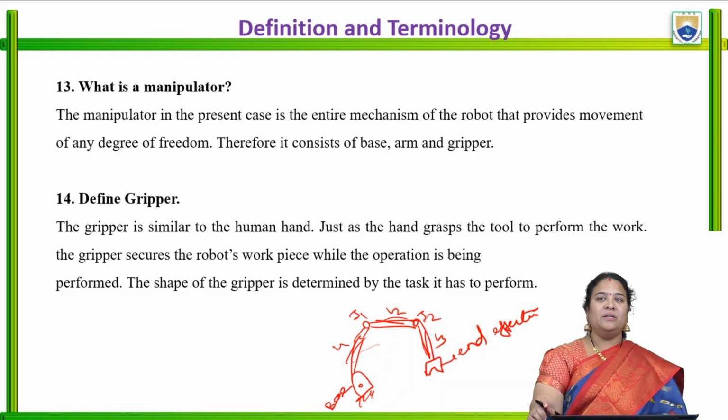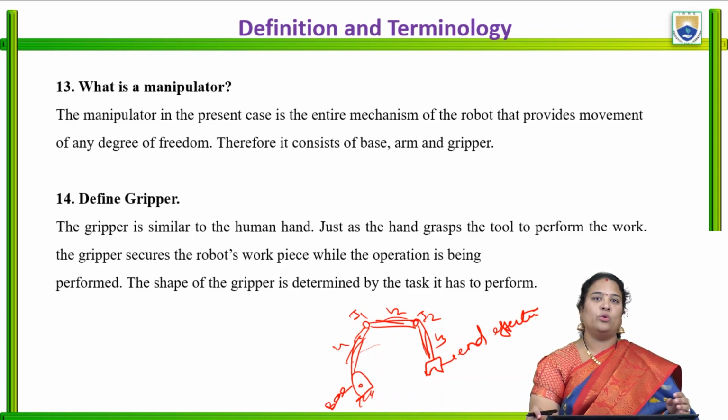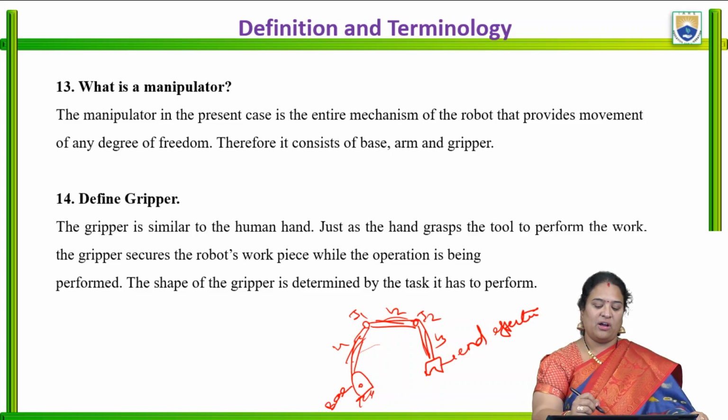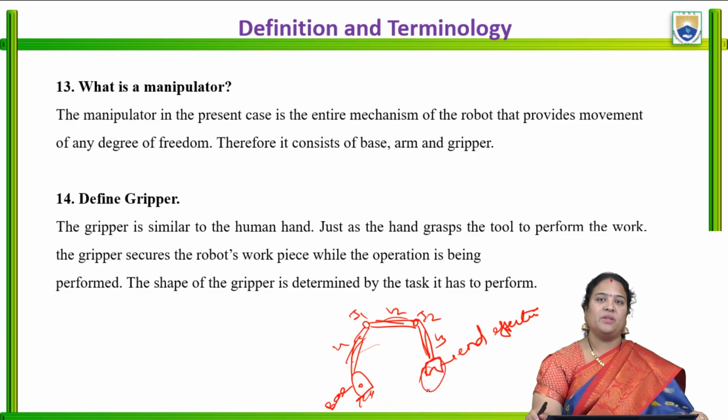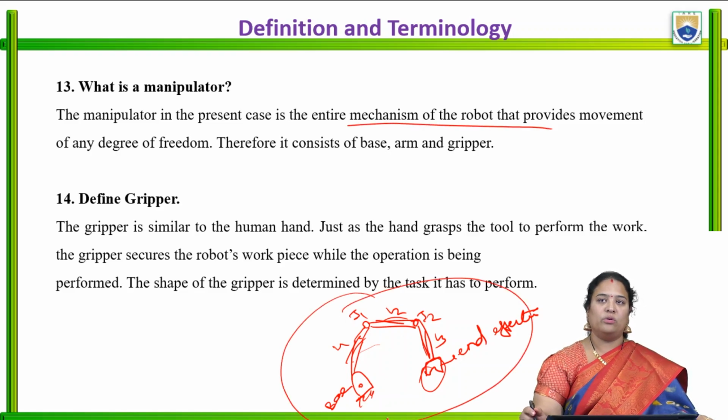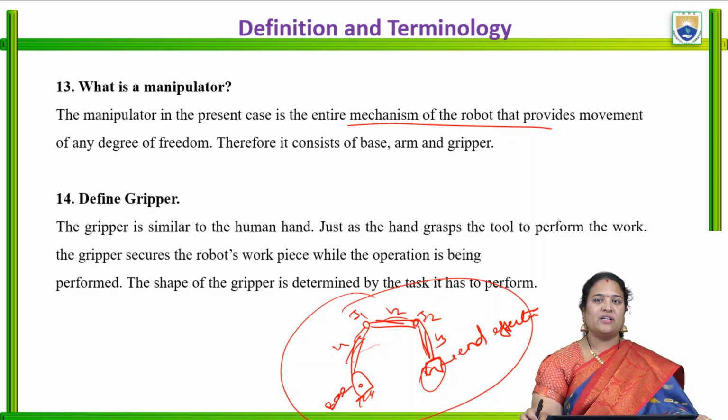A manipulator is something in the robot which is making some movement with some degree of freedom. It consists of a base, an arm, and a gripper. That is, a manipulator in the present case is the entire mechanism of the robot that provides movement of any degree of freedom. Therefore, it consists of base, arm, and gripper.